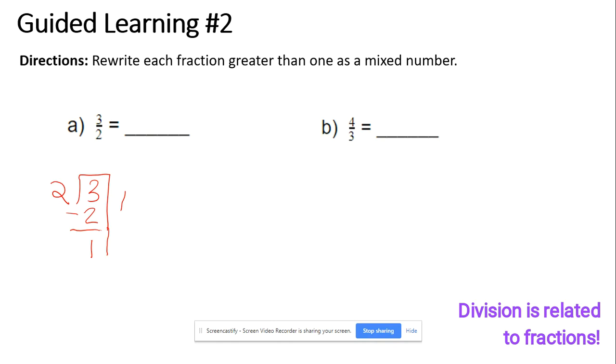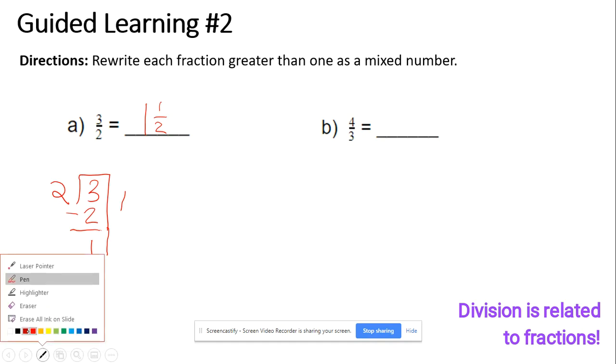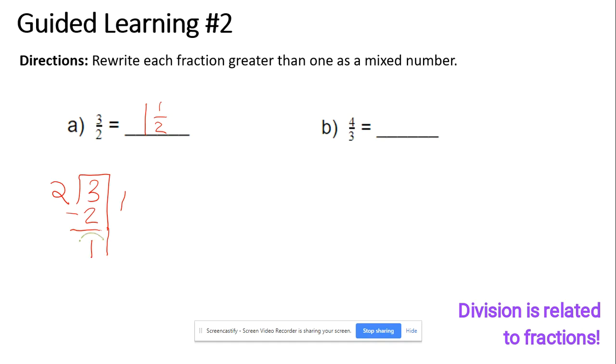So think about the 3 cookies split between 2 people. Each person would get 1 cookie, and then they would split the third cookie, and each person would get half a cookie. So look here, the remainder is the numerator, okay, and the divisor is the denominator.